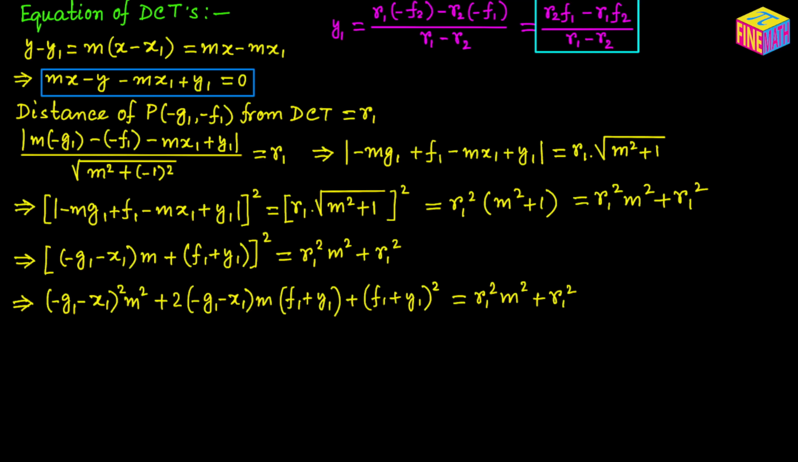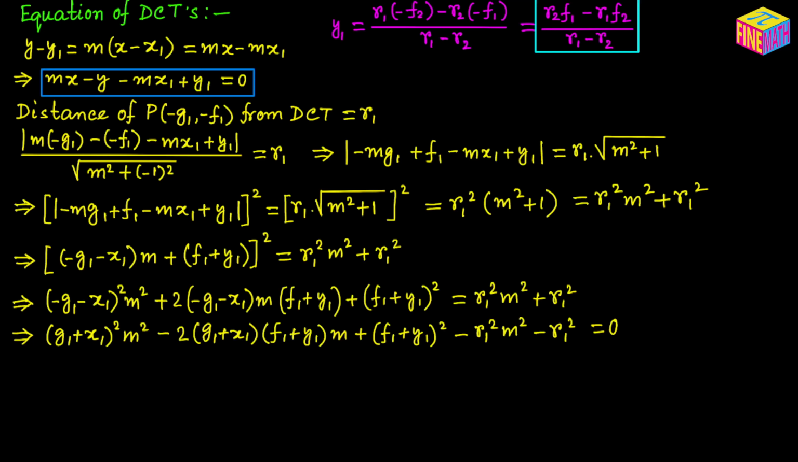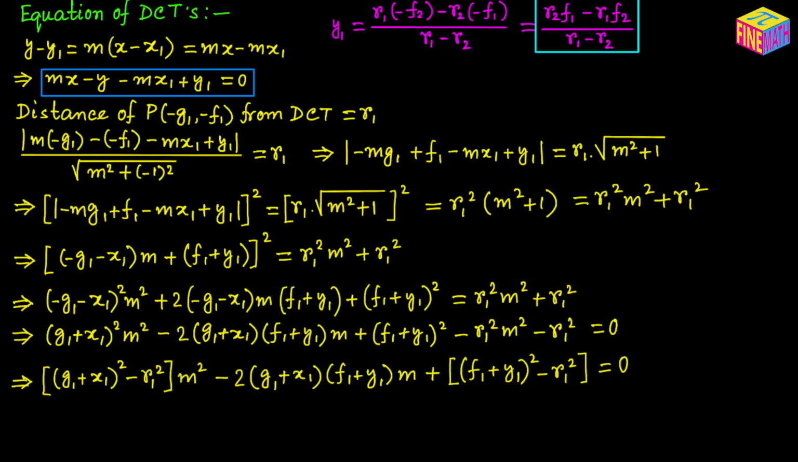And then if we expand the left hand side, our equation would look like this, and if we bring everything to the left hand side, our equation looks like this. And if we rearrange the terms a little bit, our equation can be written like this. And if you carefully notice, this is actually a quadratic equation in m. m is the only unknown here, because we already know the values of g sub 1, f sub 1, x sub 1, y sub 1 and r sub 1. The only unknown here is m.